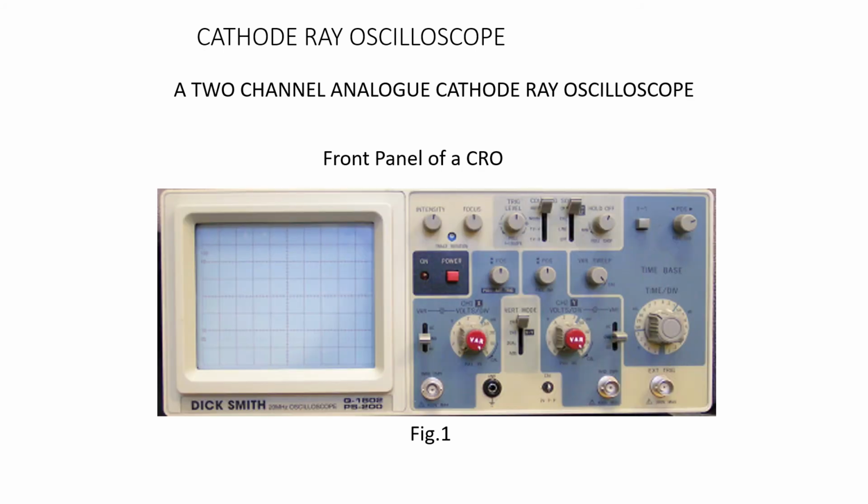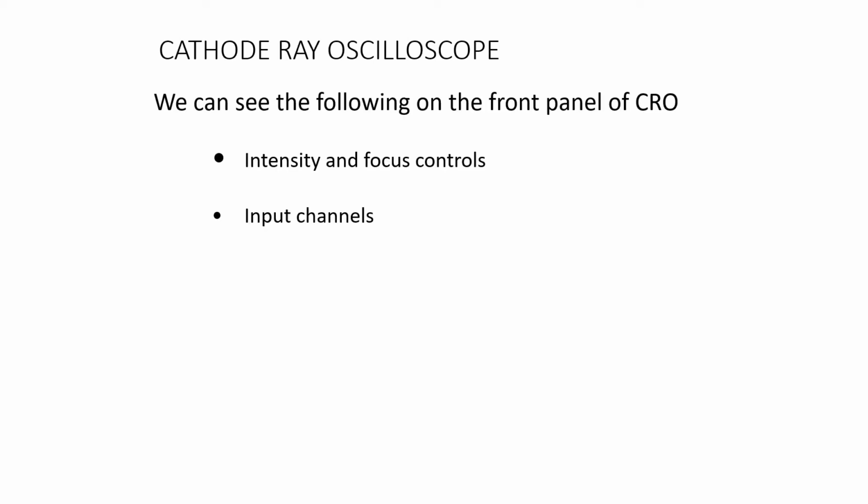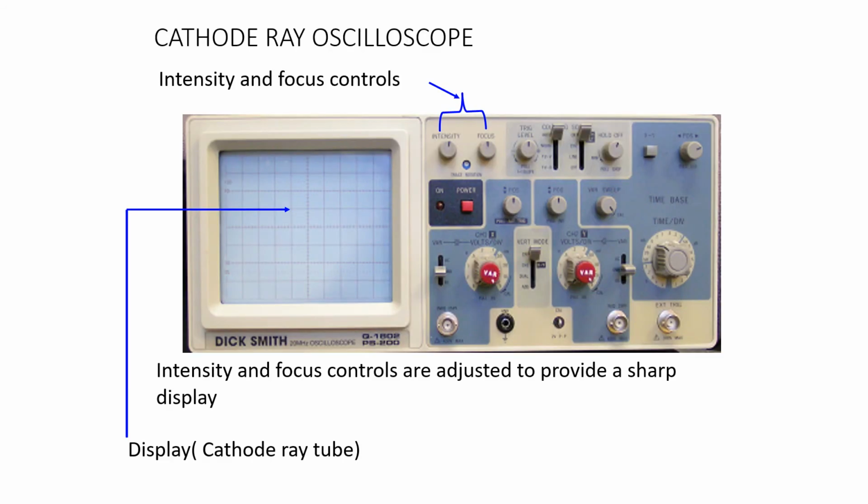So this is what a CRO is. On the front panel, you have the volts per division control, the time per division control, the AC DC ground switch, and the two BNC connectors to connect channel 1 and channel 2. You also have the screen, the intensity and focus controls, and the triggering signals.